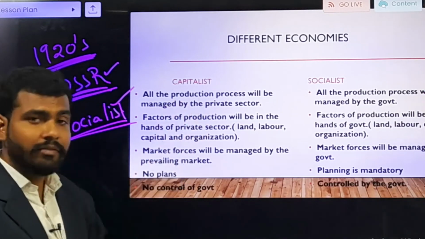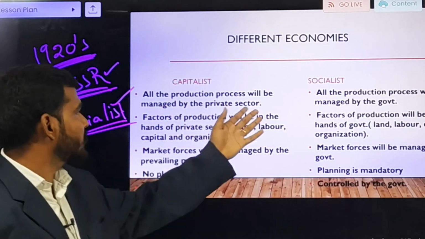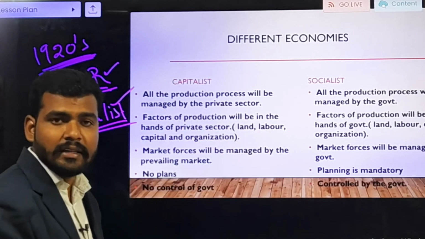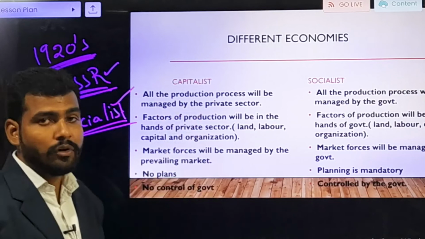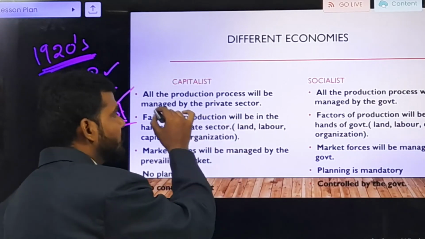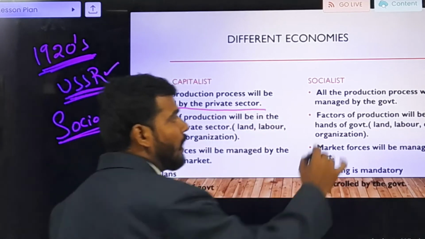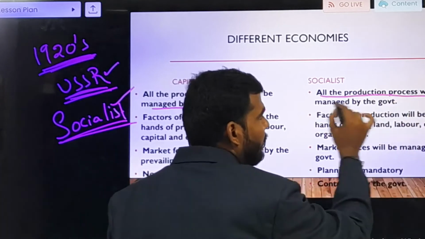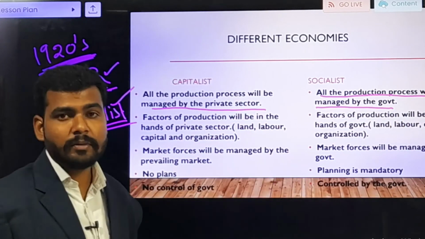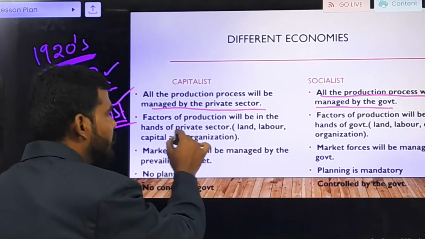So, let us look at the different economies here. See, what is a capitalist economy? All the production process will be managed by the private sector. We have already discussed that in the free market economy or capitalist economy, government will not interfere. But when it comes to the socialist pattern, all the production process will be managed by the government. Okay, na? Factors of production will be in the hands of the private sector.